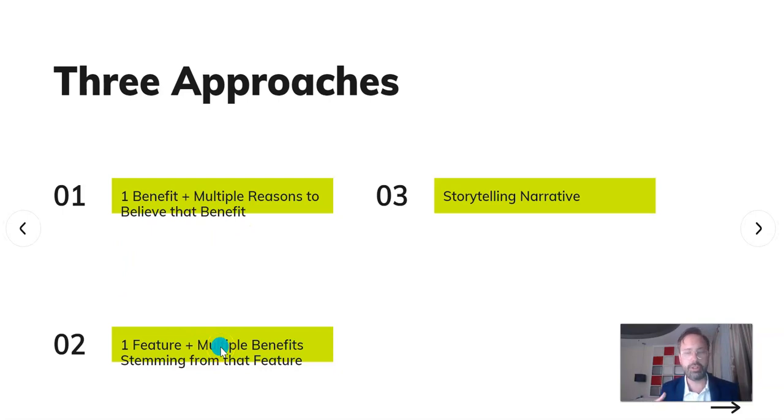All right, now number 2 is essentially the reverse. It's like flipping number 1 upside down. Instead, what you have is one feature. So maybe you have some new invention that has this cool feature, and because you have that feature, there's all sorts of benefits that come from it.